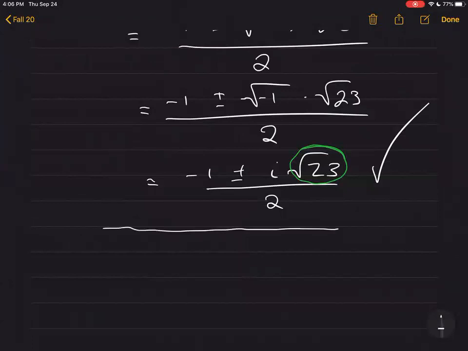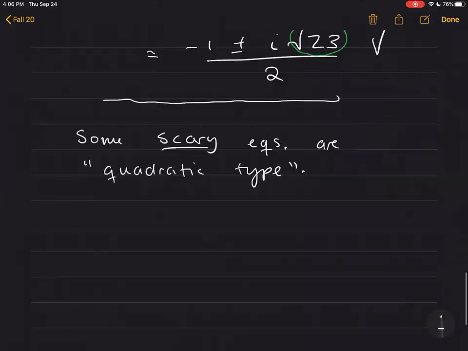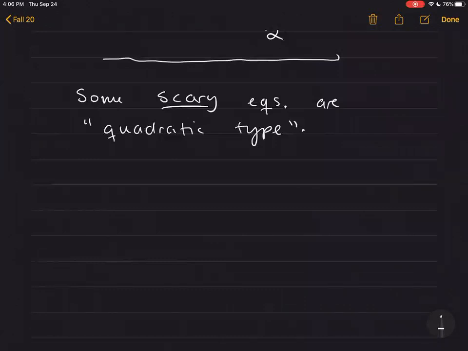Along the same lines as quadratics, there's some equations that will look really, really scary, but are just kind of like quadratic types. So some scary equations are what we call quadratic type. I can't spell today. So what do I mean by quadratic type? Well, an easy example would be if we have x to the 4th minus 3x squared plus 2 equals 0.